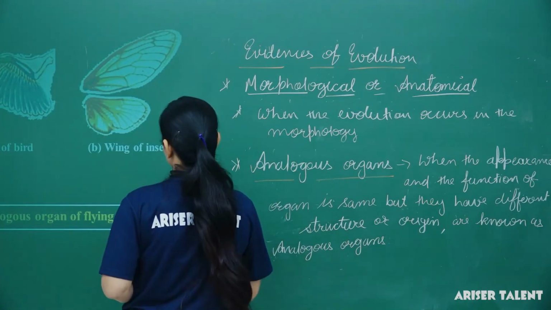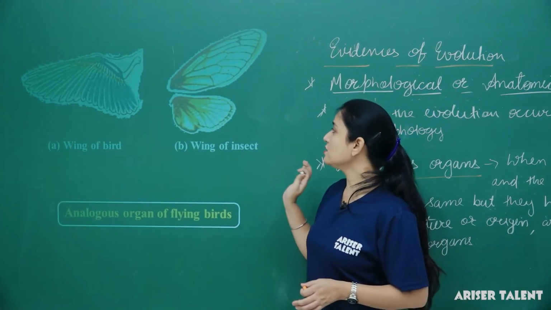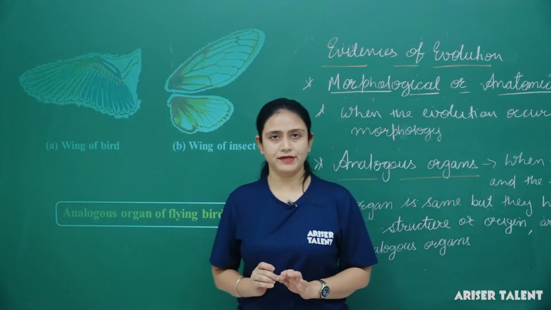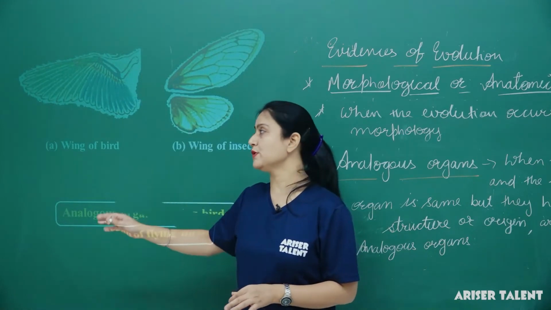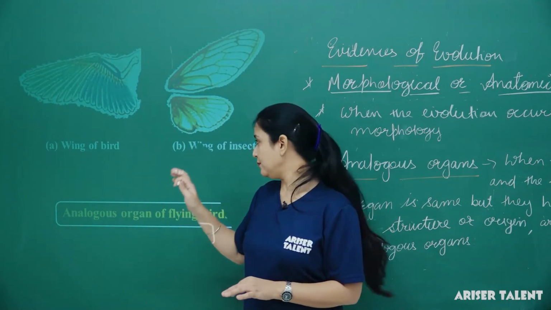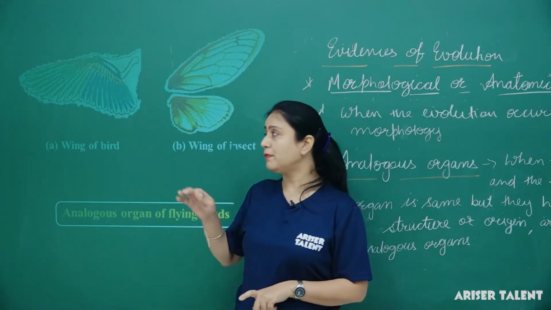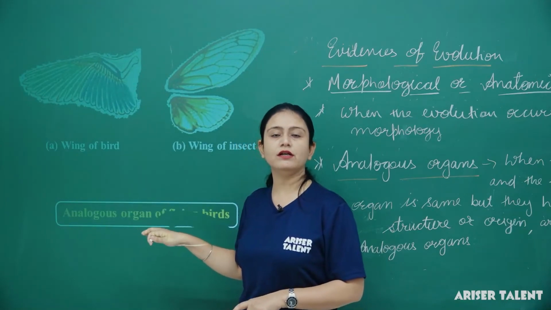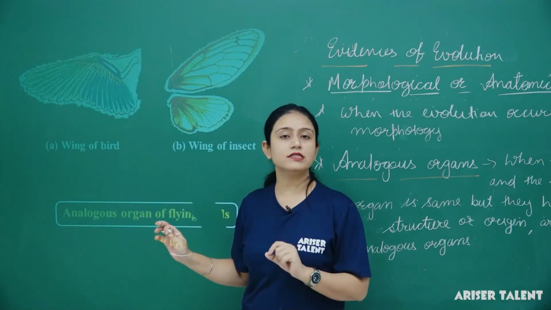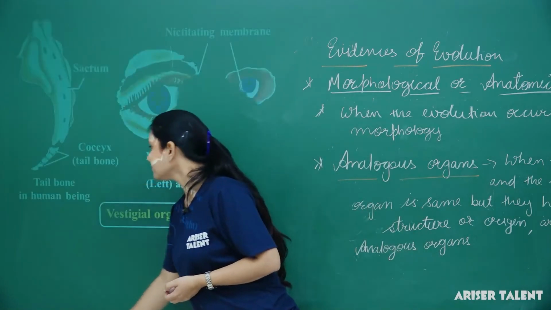Fine. So, hope it is clear to you that the wings of a bird and the wings of insects have the same outer appearance. The function is the same because these wings help the birds as well as the insects to fly. So the appearance and function are the same, but their basic structure is different and the origin is different. So, they are known as analogous organs.